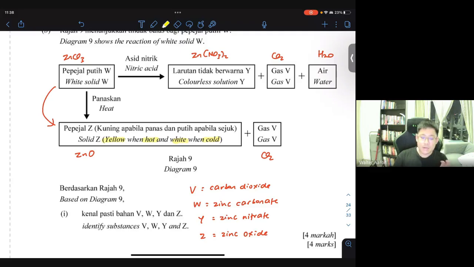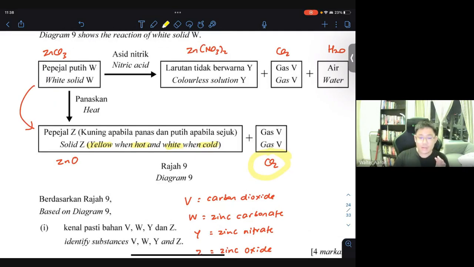Since it decomposes to form zinc oxide and one gas, which is V, then it's most likely carbon dioxide. There are only 2 possibilities over here. It's either a zinc nitrate or a zinc carbonate. Because it produces only 1 gas, not 2, if it was a nitrate, it would have produced 2 gases already, which are nitrogen dioxide and oxygen gas. But the fact that it produces only 1 gas tells me that it is carbon dioxide gas. So therefore, you will get zinc oxide for Z and CO2 for gas V.